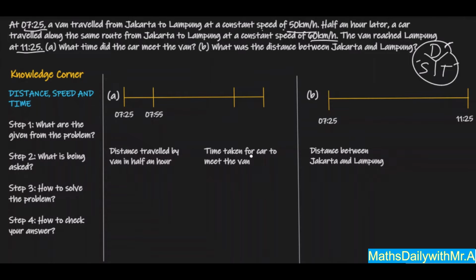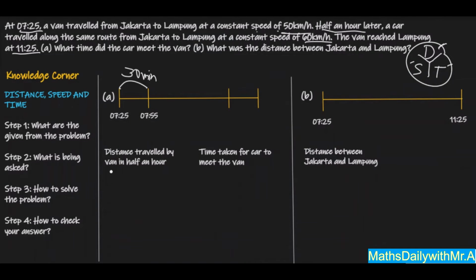To find the time taken for the car to meet the van, we need to calculate first the distance traveled by the van in half an hour. Why do we need to do that? 7:25 is when the van departed. 30 minutes later is 7:55. To calculate the distance traveled by the van in half an hour, we're going to use the formula distance equals speed times time.